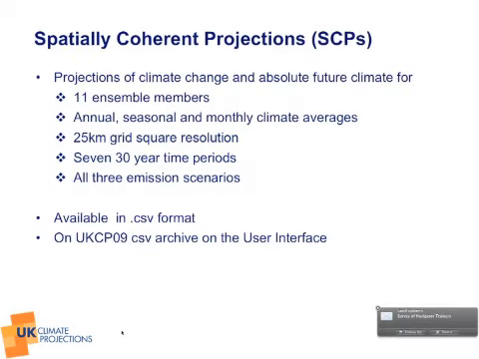The spatially coherent projections, or SCPs, provide projections of climate change and absolute future climate for 11 ensemble members. These are available for annual, seasonal and monthly climate averages at a 25 km grid square resolution. They are available for 7 30-year time periods and for all 3 emission scenarios. The SCPs are available in CSV format from the CSV archive on our user interface.